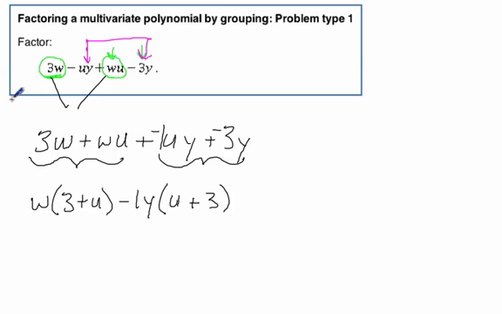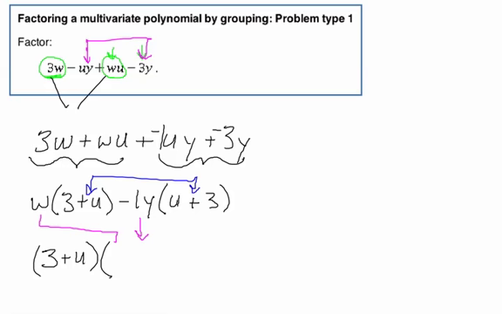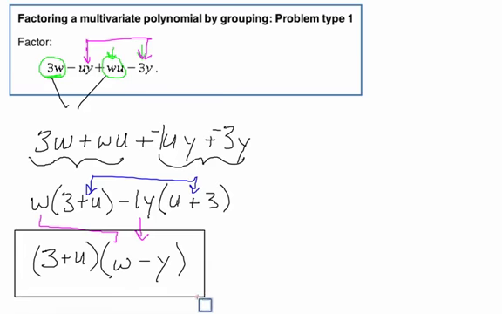And now we notice that these two terms, or these two parentheses, are the same, even though they're written in a different order. So we could rearrange them and say, I'm just going to choose to write it as 3 plus u. You could use u plus 3, it doesn't matter. And then what's that multiplied by? Well, it's multiplied by a w minus y. And you could write it as a 1y. Either way. So wow, we factored it. There's our final answer for this one.